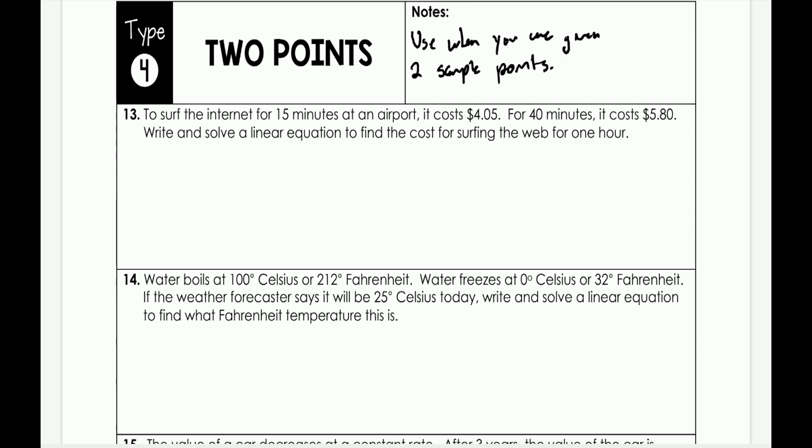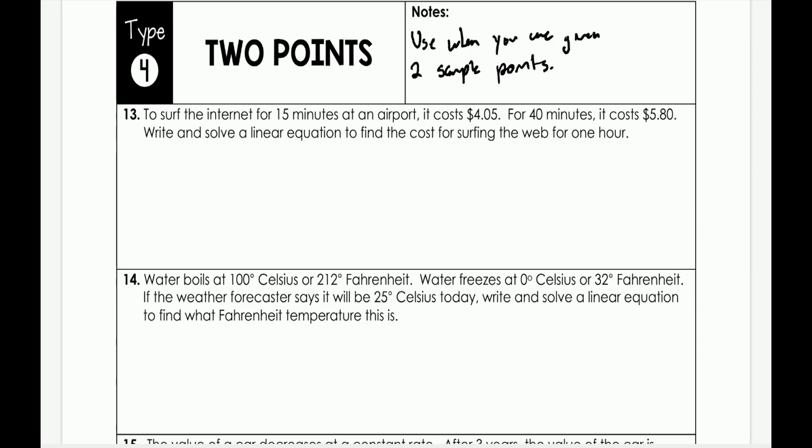So let's read number 13 and see if we can discover what we're actually talking about here. To surf the internet for 15 minutes at an airport, it costs $4.05. For 40 minutes, it costs $5.80. Write and solve a linear equation to find the cost for surfing the web for 1 hour. Okay, this is pretty reasonable to think.